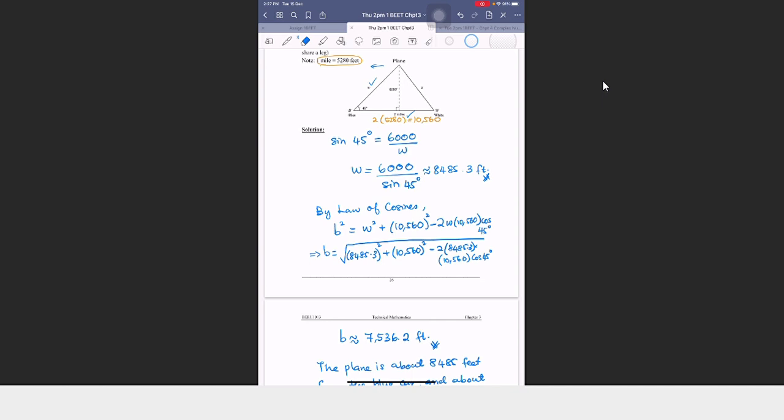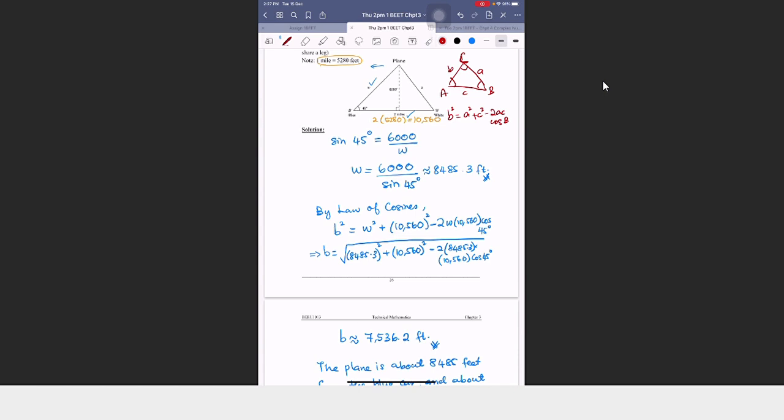It's a formula of the law of cosine. Basically, you have a triangle ABC, and this is small a, small b, and small c. So you have something like that. If you want to find b, b squared is a squared plus c squared minus 2ac cosine b. This is one formula.